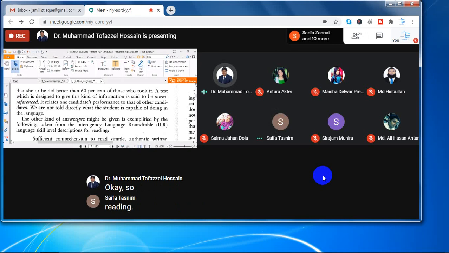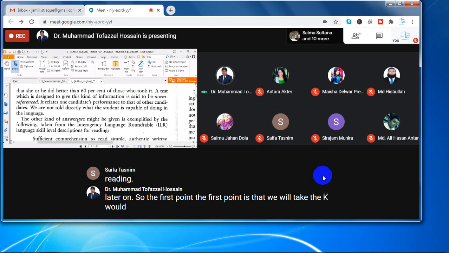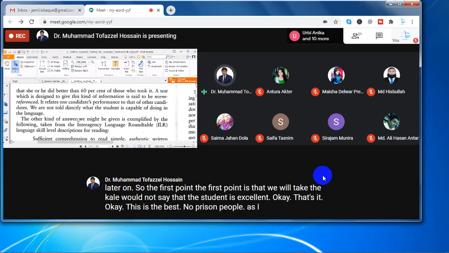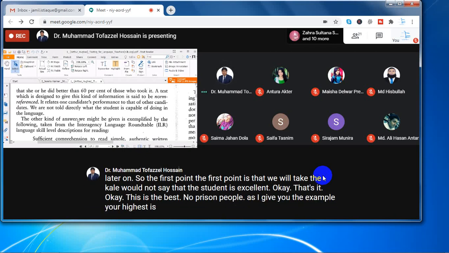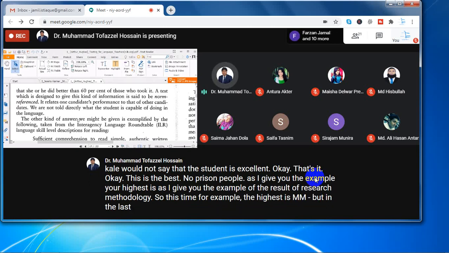Okay, so I'm coming to that point later on. So the first point is that we would not directly say that the student is excellent, this is the best. For example, as I gave you the example of the result of research methodology, this time the highest is A minus. But in the last semester, the highest was A plus.